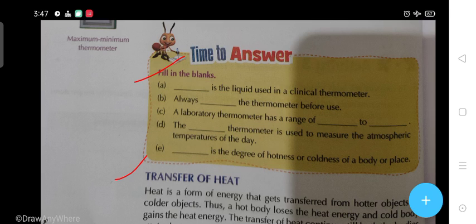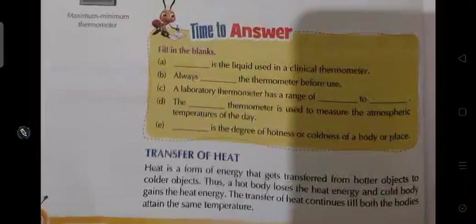Now, the transfer of heat. Students, transfer of heat means heat is a form of energy that gets transferred from a hotter object to a colder object. At the beginning of that chapter, students, I told you heat will transfer from the hot part to the cold part. Thus a hot body loses heat energy and a cold body gains heat energy. The transfer of heat continues till both the bodies attain the same temperature.